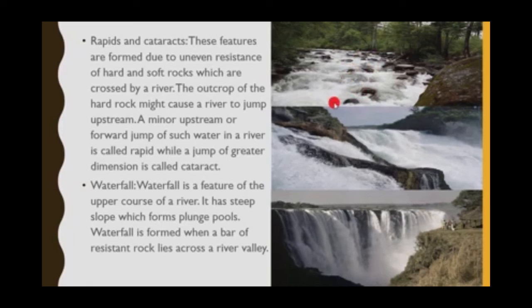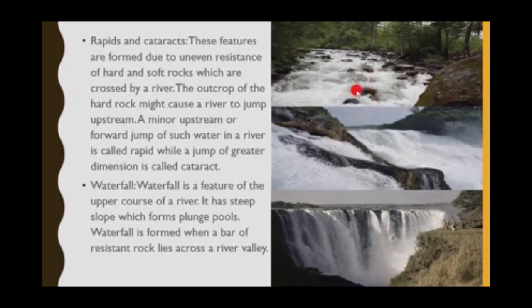Okay, now the outcrop of the rock might cause a river to jump upstream. This outcrop, this rock that came out a bit, may cause the river to do what? To jump a little. Do you get that? So the water will just touch here and then flow over a little. Such is called a rapid.